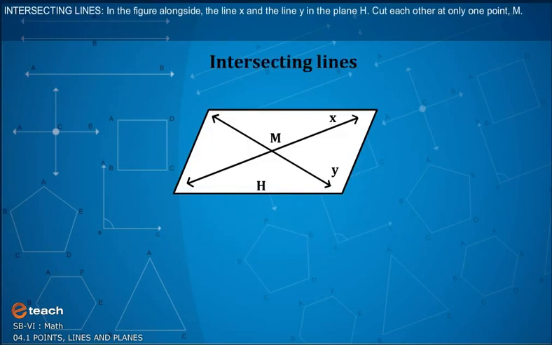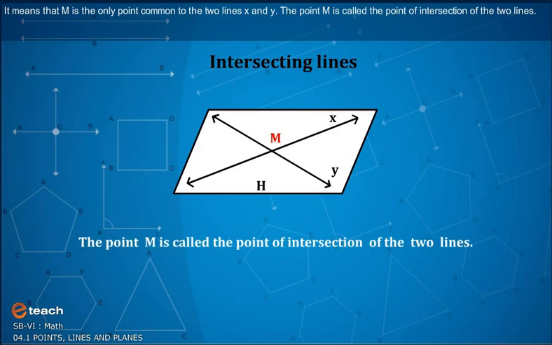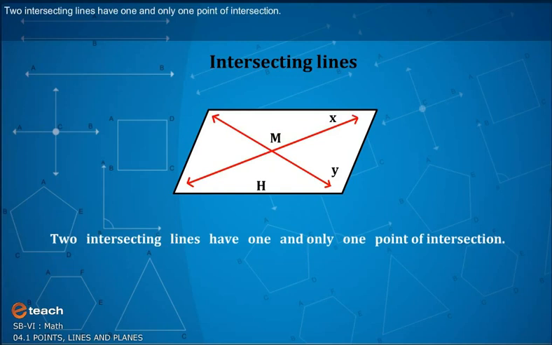Intersecting lines. In the figure alongside, the line X and the line Y in the plane H cut each other at only one point, that is M. It means that M is the only point common to the 2 lines X and Y. The point M is called the point of intersection of the two lines. Two intersecting lines have one and only one point of intersection.